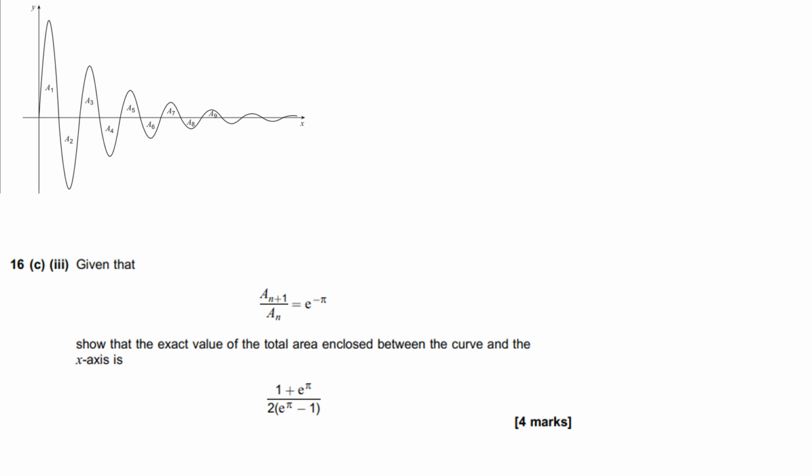In this last part of the question, we can use the fact that we've just found A2 over A1 to give us e to the minus pi. And then it's telling us in this question, given that whenever we do the one after divided by the one before, we do get that same constant e to the minus pi, we're being asked to find the total area of all these A1, A2s, and so on added together. Now we're just going to ignore the fact that the A2s, A4s, A6s are underneath, so we're going to ignore those negatives, and we are just going to be summing up A1 plus A2 plus A3 and so on.